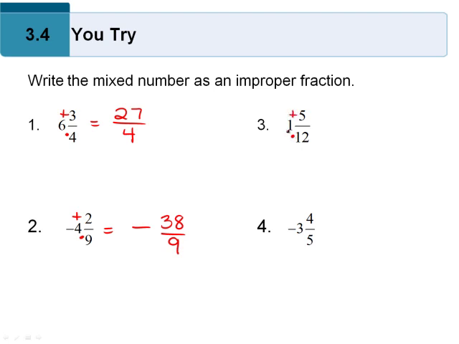Okay? Number 3, multiply and add. 12 times 1 is 12, plus 5 would be 17/12. And number 4, go ahead and put your negative sign there. Multiply 5 times 3 is 15, plus 4 would be 19/5, -19/5.